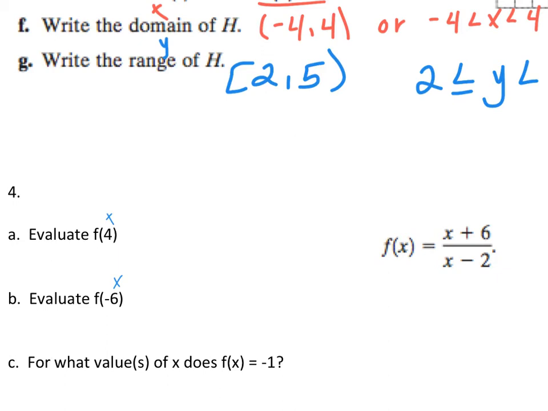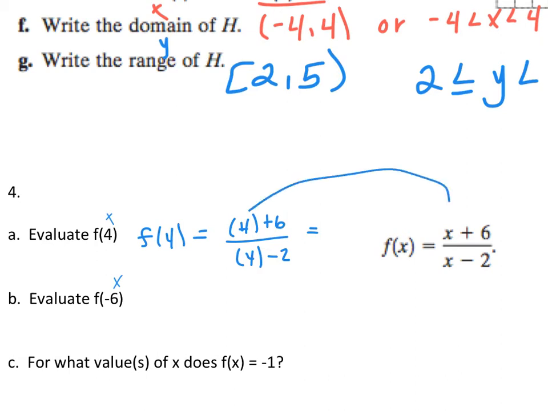So I can say f of 4 is 4 plus 6 over 4 minus 2. You can type that right into your calculator. So look, I'm just plugging in a 4 for x and a 4 for x. So 4 plus 6 is 10. 4 minus 2 is 2. 10 divided by 2 is 5. That's what f of 4 is.